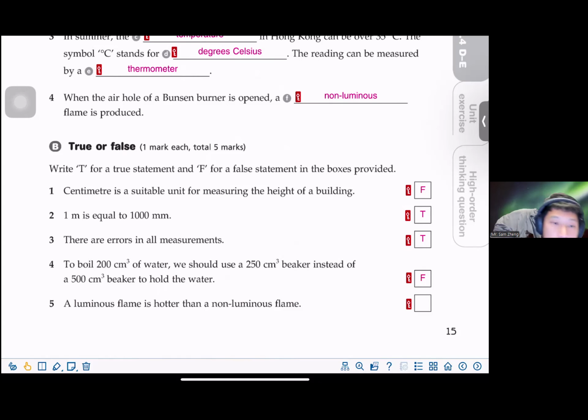Next, a luminous flame is hotter than a non-luminous flame. In this case, of course, this is wrong, because the non-luminous flame contains oxygen. It provides more oxygen to the flame, so the flame should have a higher, hotter temperature.